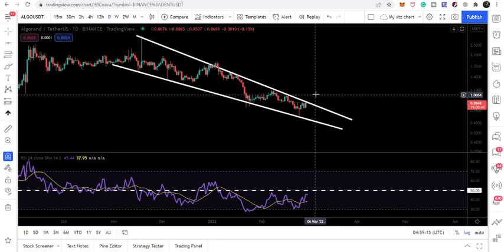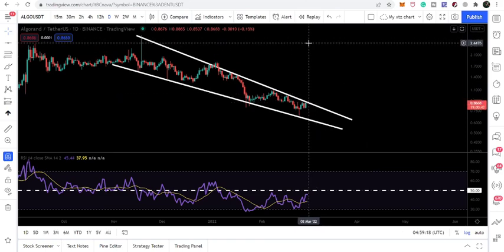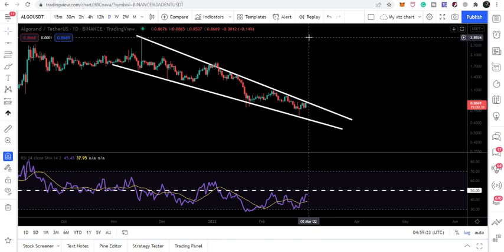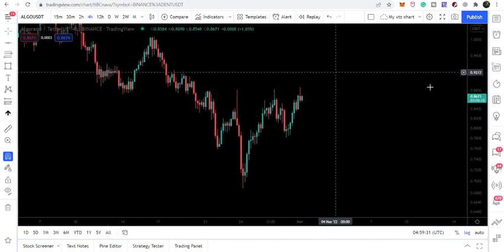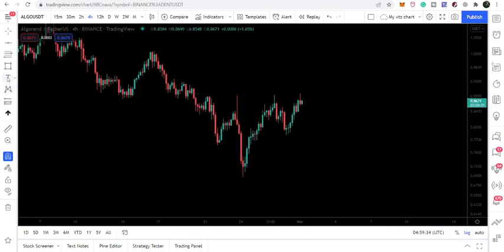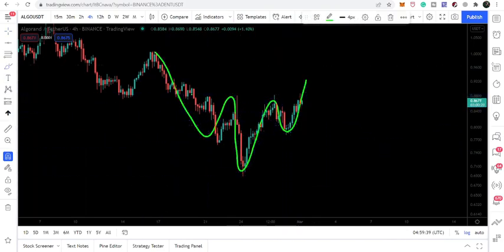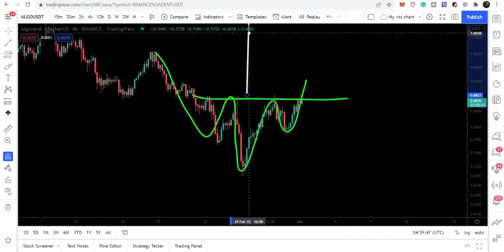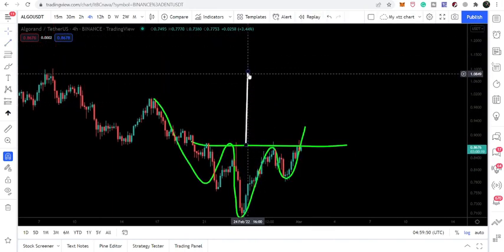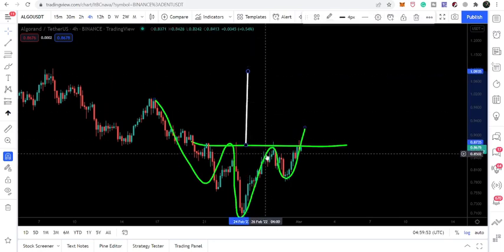After breaking out the resistance of the wedge, our final target can be approximately $2, here at the top of the wedge, very close to $3. But before that, we also need to break out the resistance of an inverse head and shoulder pattern that has been formed on the 4-hourly time frame chart. Right now you can see that the price line has reached the resistance of this inverse head and shoulder pattern. If we break out this resistance, then after this breakout we can expect a move up to here, approximately $1.10.